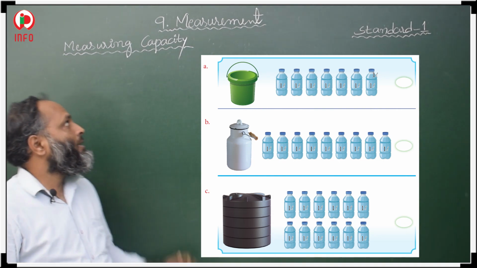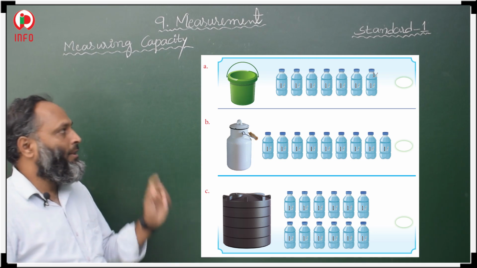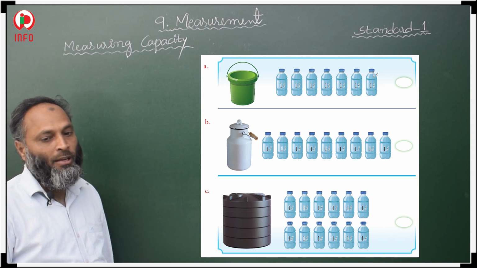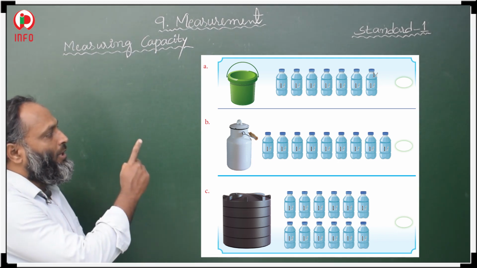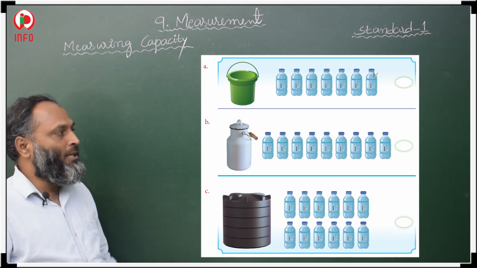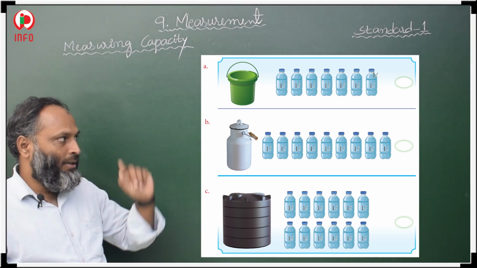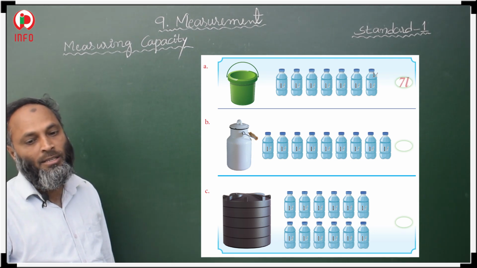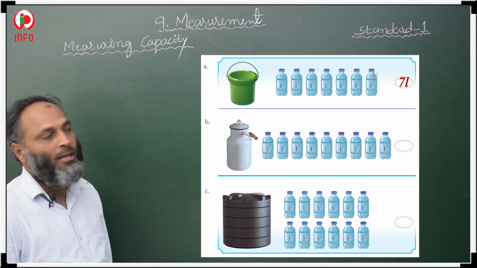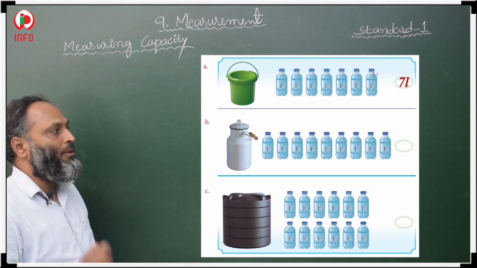Yes. Now students, in this measuring capacity, see here one bucket is given, and the bucket capacity is to be found. Number of 1 liter bottles are given. How many 1 liter bottles are given here? 1, 2, 3, 4, 5, 6, 7. 7 bottles of 1 liter are given. It means this bucket capacity is equal to 7 liters. In that box we have to write 7 liters. Then after that a milk can is given. What is the capacity of that milk can?